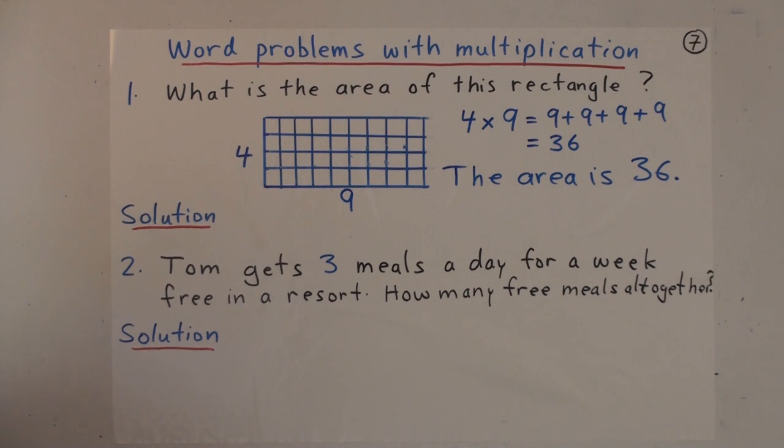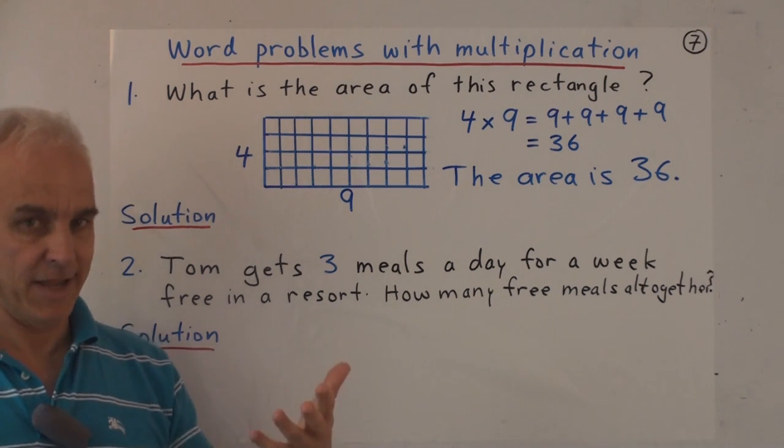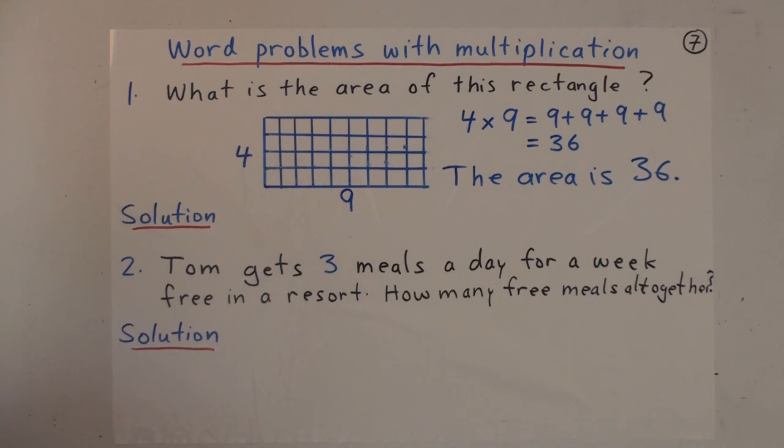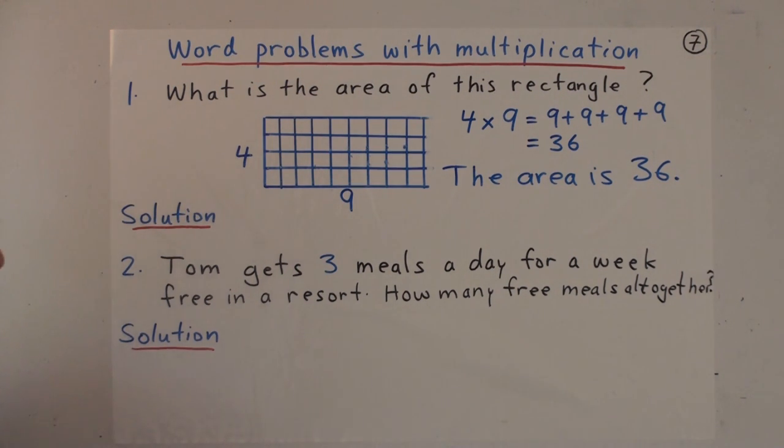All right, our second question. Tom gets 3 meals a day for a week free in a resort. How many free meals altogether does he get? So he gets 3 meals for the first day, 3 meals for the second day, and so on for a week. How much is a week?